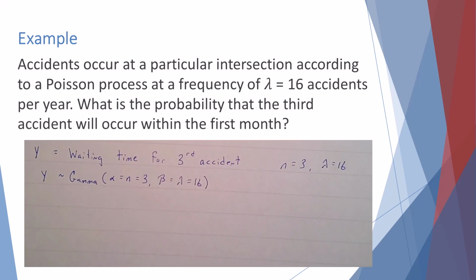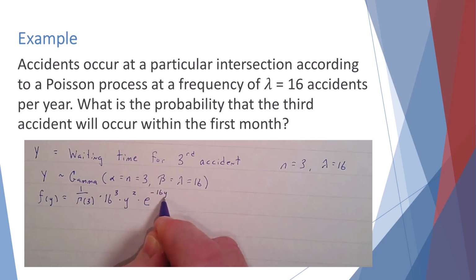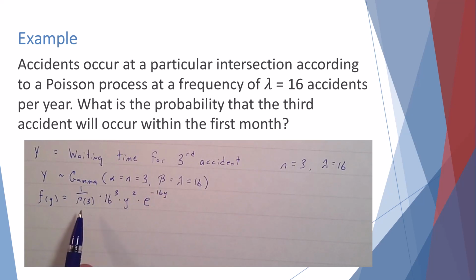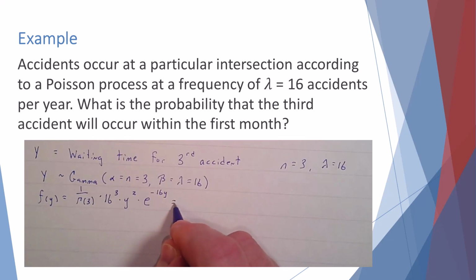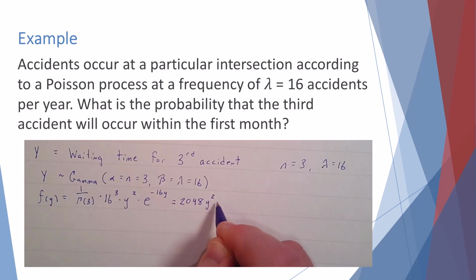So let's go ahead and write down the PDF. We have f of y equals 1 over gamma of 3 times 16 to the third times y squared times e to the negative 16y. Now remember here that gamma of 3 is just 3 minus 1, which is 2 factorial. So we have 1 over 2 factorial times 16 to the third, which gives us 2048. And we have y squared and also e to the negative 16y.